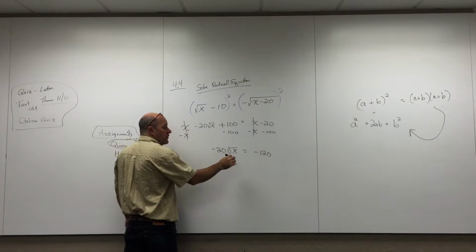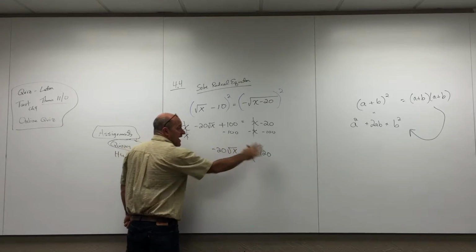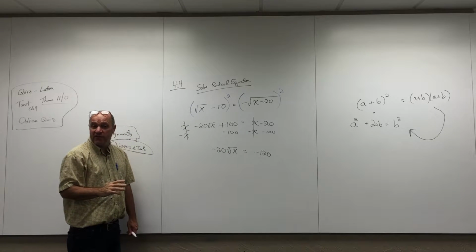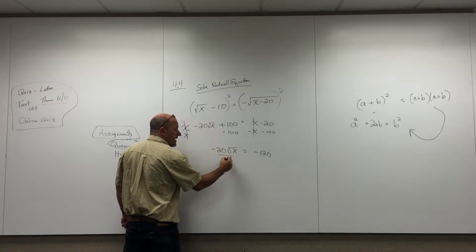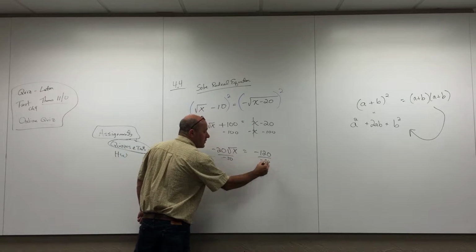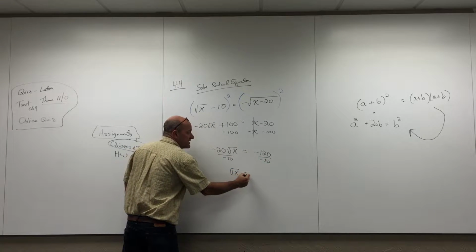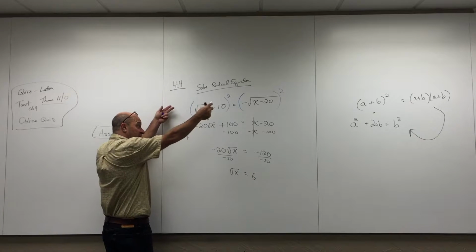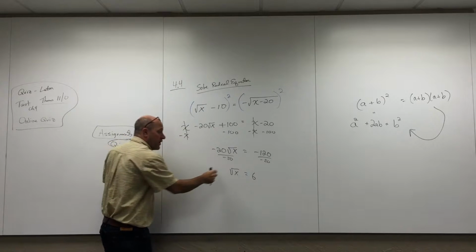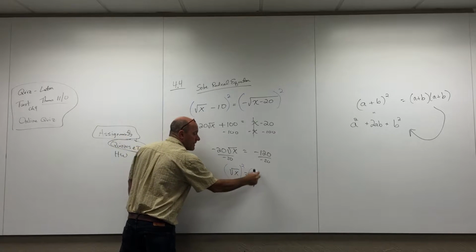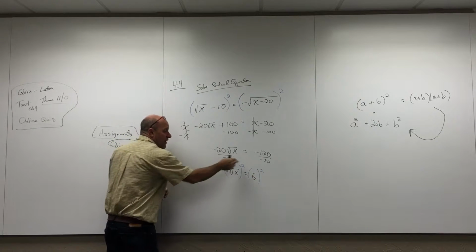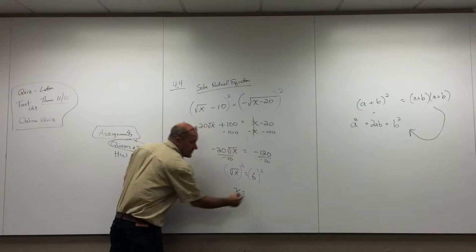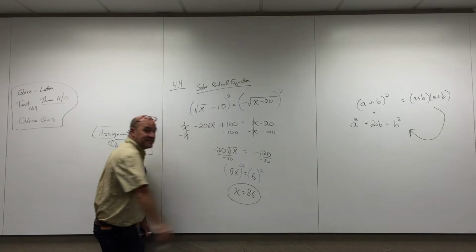I want to square both sides to get rid of this radical. I could do that now. It would be pretty smart, actually, though, to divide by negative 20 first. Now I got the square root of x equals 6. I think now I'll square both sides again. I already squared both sides once, and now I got to square both sides again. This is easy now, though. Squaring the square root of x gives you x. Squaring a 6 gives you 36, and I think that's my answer.